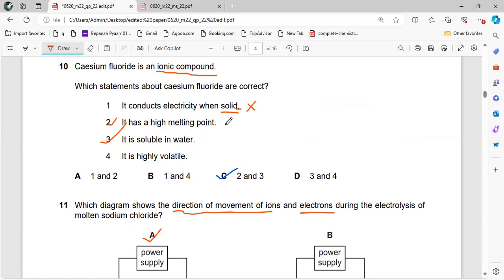It has high melting points. It is true. It is soluble in water. That is true. And it is highly volatile. So again, this is wrong. Ionic compounds are not volatile. Okay. So 2 and 3 is the correct option.